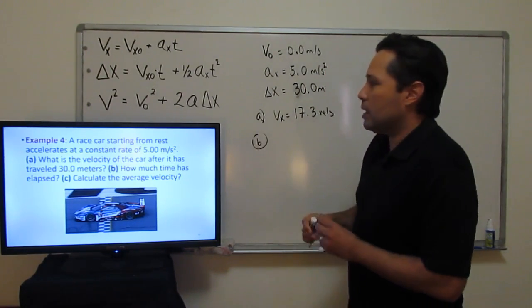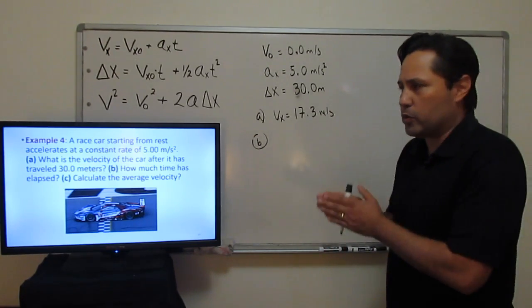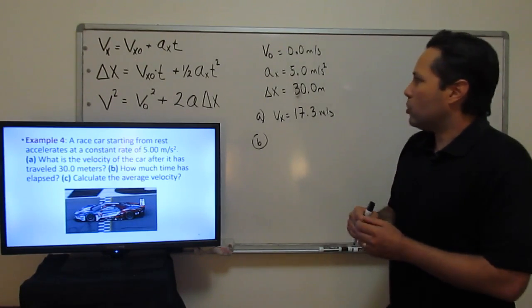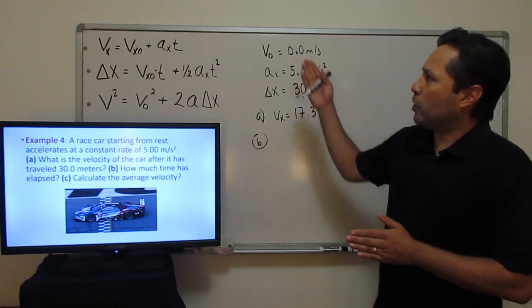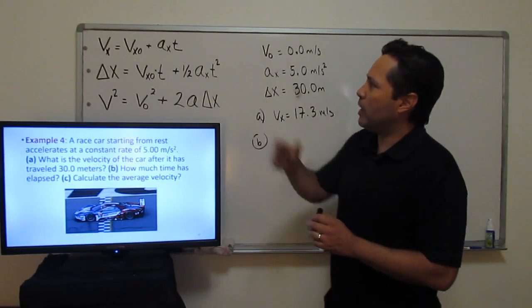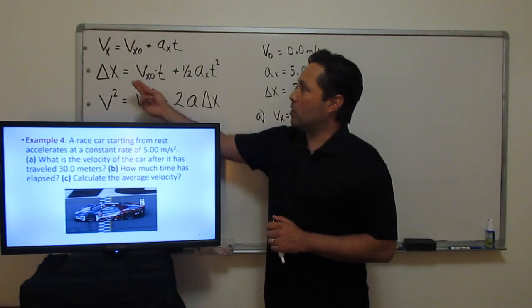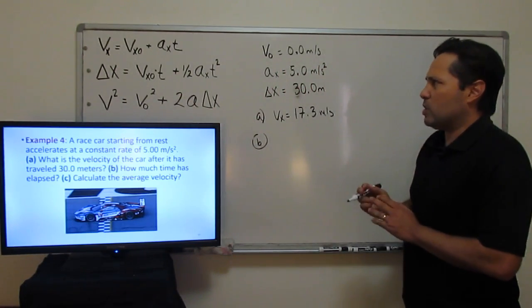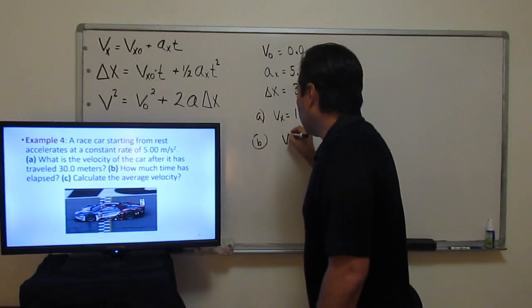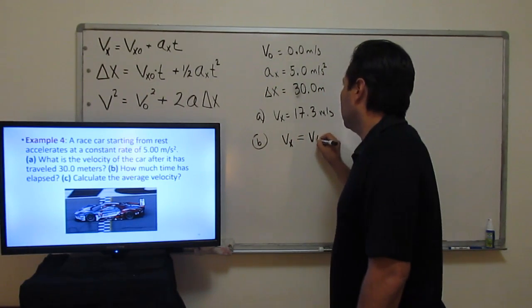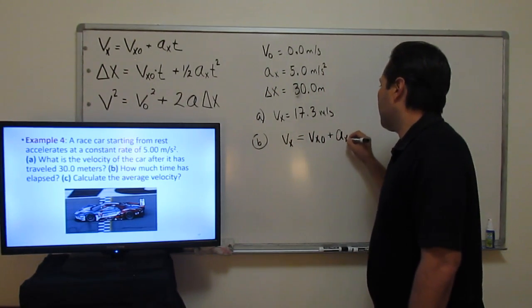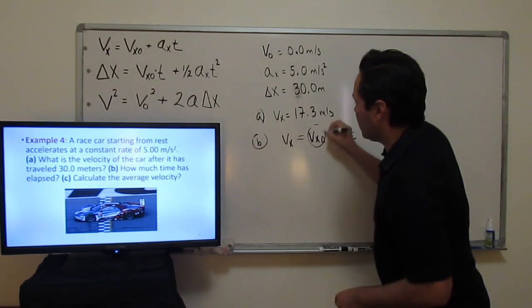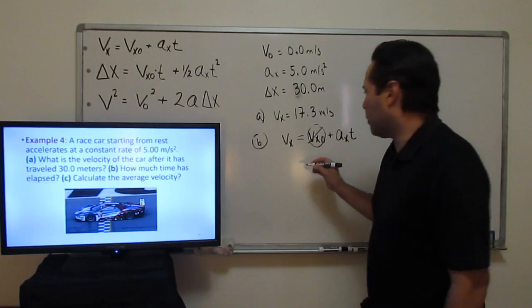Alright, so now let's move on to part B. And in part B, they want to know how much time did that take to go from 0 to 30 meters, accelerating at 5 meters per second squared. So let's see. We're going to go ahead and use this top formula. Why? It has time, we do have the acceleration, and we know the velocity initial and final. So we're going to use that formula. So let's write it down. Now, velocity initial is 0, so again, this is just going to cancel out. So we can simplify the formula a little bit.